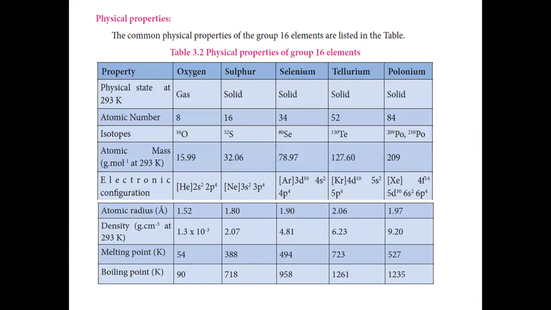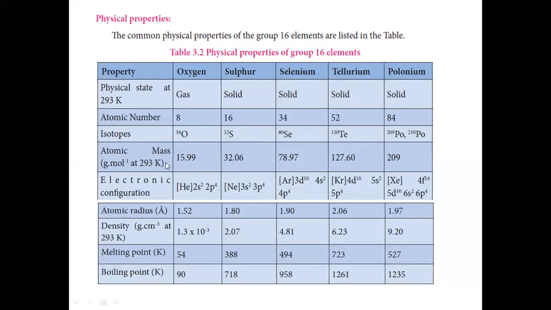Next, the physical properties of group 16. The elements present in group 16 are oxygen, sulfur, selenium, tellurium, and polonium. Except oxygen, all the remaining elements are in the solid state. The atomic number of oxygen is 8, sulfur is 16, selenium is 34, tellurium 52, and polonium 84. Next is isotope. Isotopes have the same atomic number and different mass numbers. Atomic masses increase from oxygen to polonium.